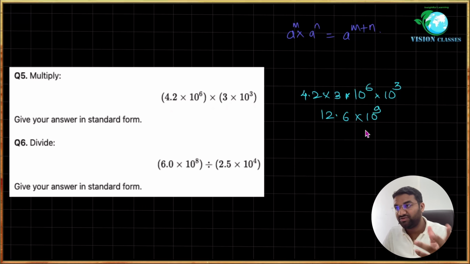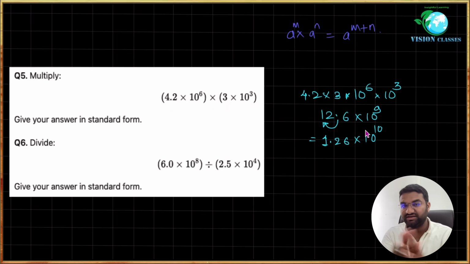You have to now move this decimal place one more place to the left so that it will be in the standard form. So it will be 1.26 times 10 to the power of 10. Done. That's it. I hope you are getting this one, how to move the places right and left.